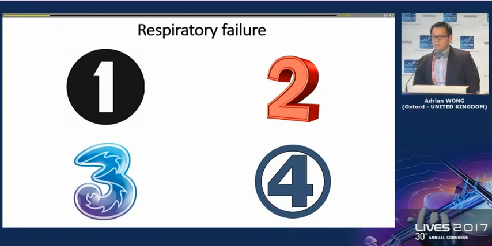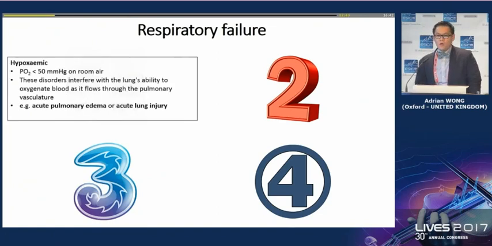So let's take a step back then. A bit of respiratory physiology, causes of respiratory failure. Some people say there are 2, some people say there are 4. For the sake of completeness, I'm going to talk about all 4. Type 1, hypoxic respiratory failure. So that's when your PO2 is low, but your CO2 is normal. Causes: acute pulmonary edema, acute lung injury, contusion, so on and so forth.